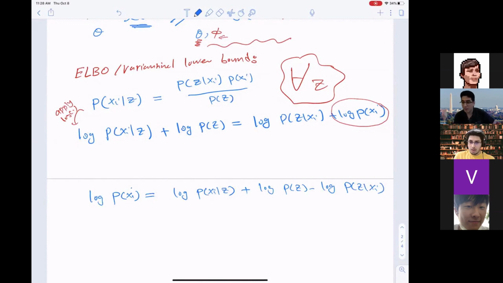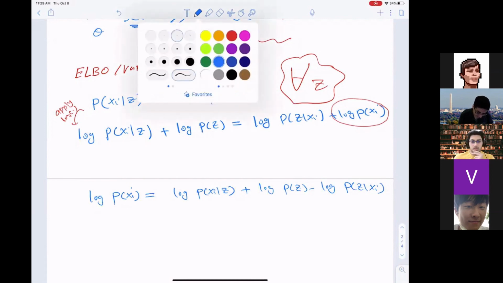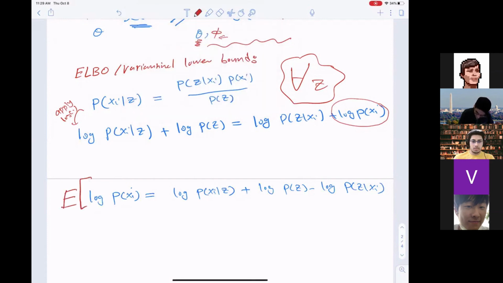Again, I have done nothing, just applying a log and rearranging the terms. So this equality is true for every z. It's not specific to a particular value that you're generating from your latent. So therefore, I can look at the expectation of this equality over a particular distribution on z. That's going to be true, because if it is true for every value of z, then it is true for the average value, and averaging can be done by any expectation. So I'm going to look at the expectation of this for z coming from a distribution, let's call it q_i, where i is the index of the particular sample I'm computing the log probability over. It's going to be true for that as well.